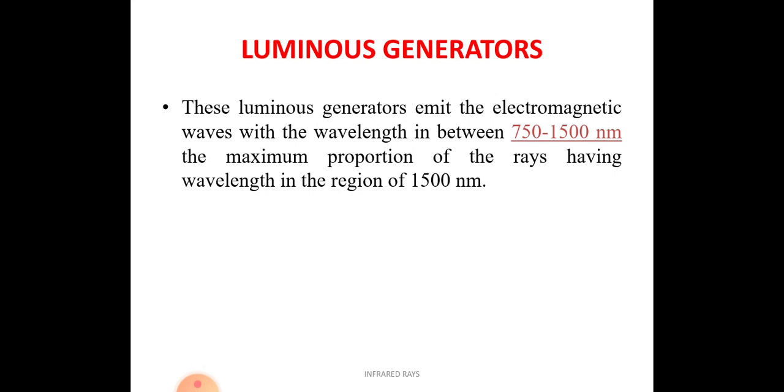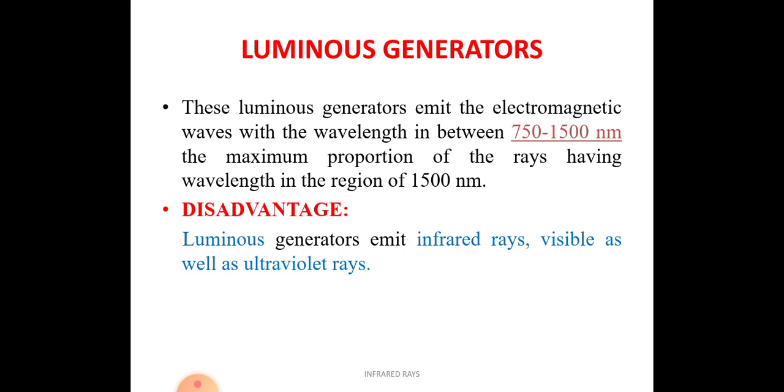Now these luminous generators emit electromagnetic waves with a wavelength from 750 to 1500 nanometer, and the maximum proportion of these rays falls in the region of 1500 nanometer. The disadvantage of this luminous generator is very simple to remember, because it emits infrared, visible as well as ultraviolet rays also. So whenever you use this luminous generator, you want to give only IR, but other rays are also coming.